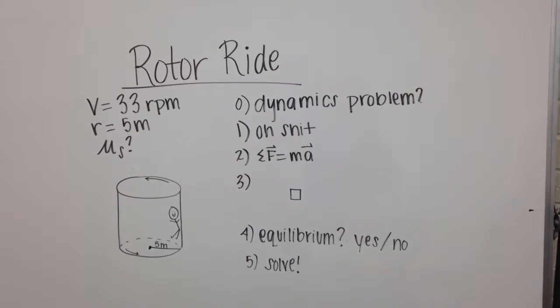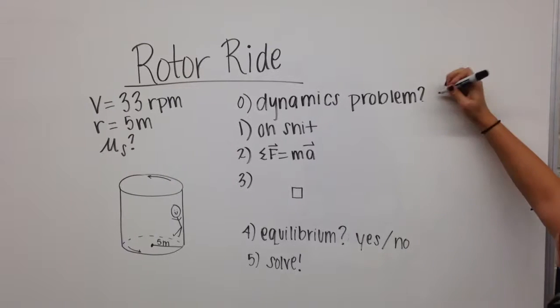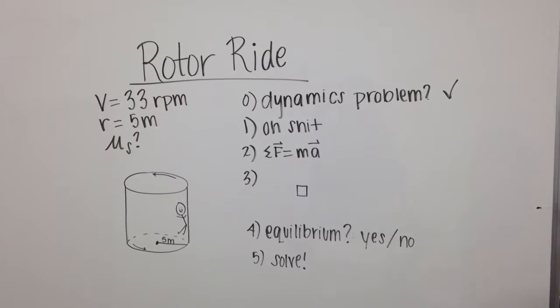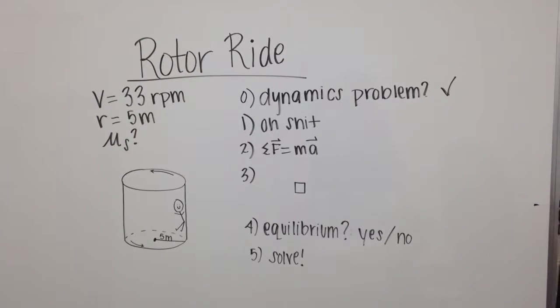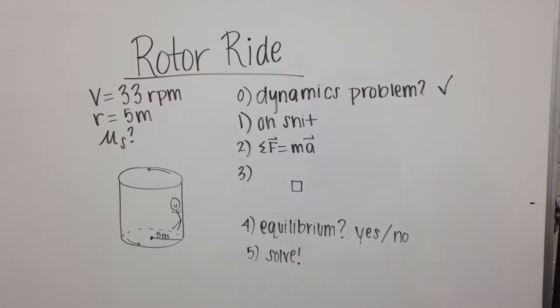Okay, so first we have to go through the dynamics protocol. Step 1: is this a dynamics problem? Yes, it is, because a lot of forces are at work here, especially the force of friction. Step 2 is that the sum of the forces is equal to mass times acceleration. Step 3, we draw our free body diagram.